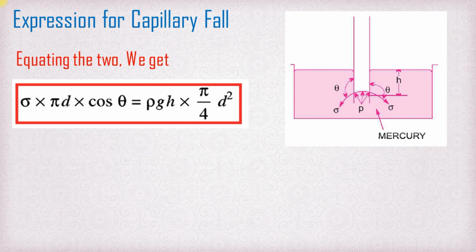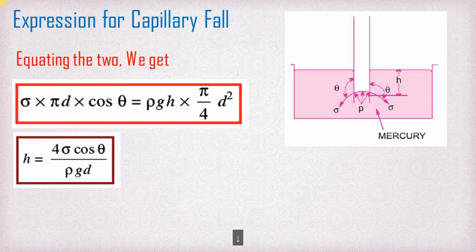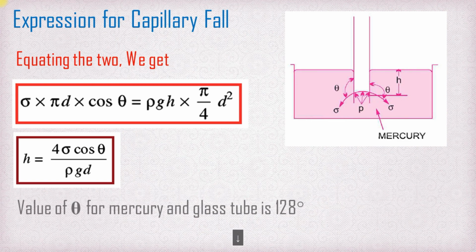Further we simplify the equation and make h the subject. The capillary fall, or capillary depression, equals 4 sigma cos theta upon rho g d. In the case of mercury, the value of theta for mercury and a glass tube is approximately 128 degrees. So this is the simplified form, the equation of capillary fall for mercury: h equals 4 sigma cos theta upon rho g d.